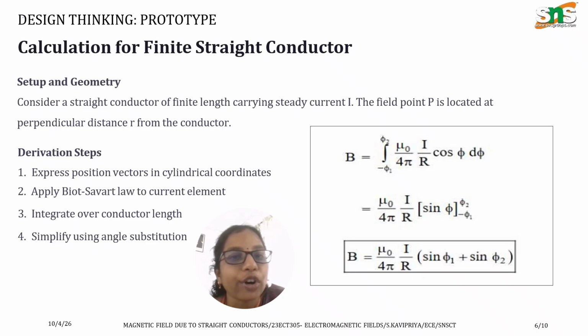Next is the calculation for a finite straight conductor. We consider a straight conductor of finite length which carries a current I. The field point P is located perpendicular at a distance R from the conductor. What are the steps involved? First, we express the position vectors in the cylindrical coordinate system. Second, we apply the Biot-Savart law to the current element. Third, we integrate over the conductor length, and finally we simplify using angle substitution. The equation is B equals mu naught by 4 pi, I by R, times sine phi 2 plus sine phi 1.